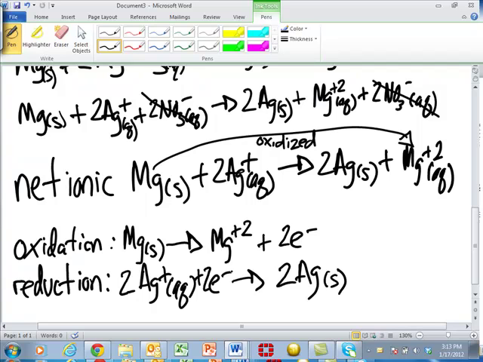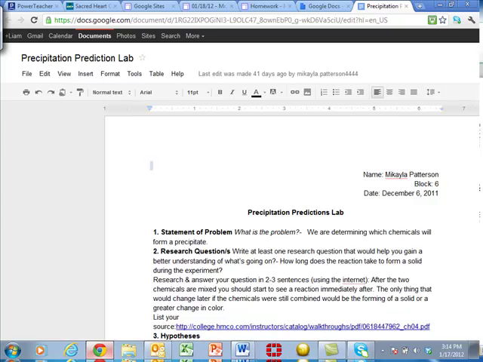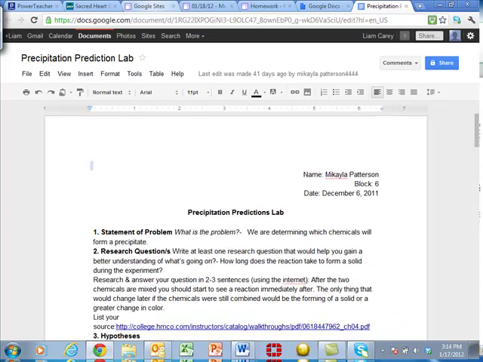Is the reduction always in that column? It's always going to have the electrons on the left, because this is showing us the steps. First, magnesium gets rid of 2 electrons, right? Silver accepts those 2 electrons. The second. So let's take a look at what this is saying.